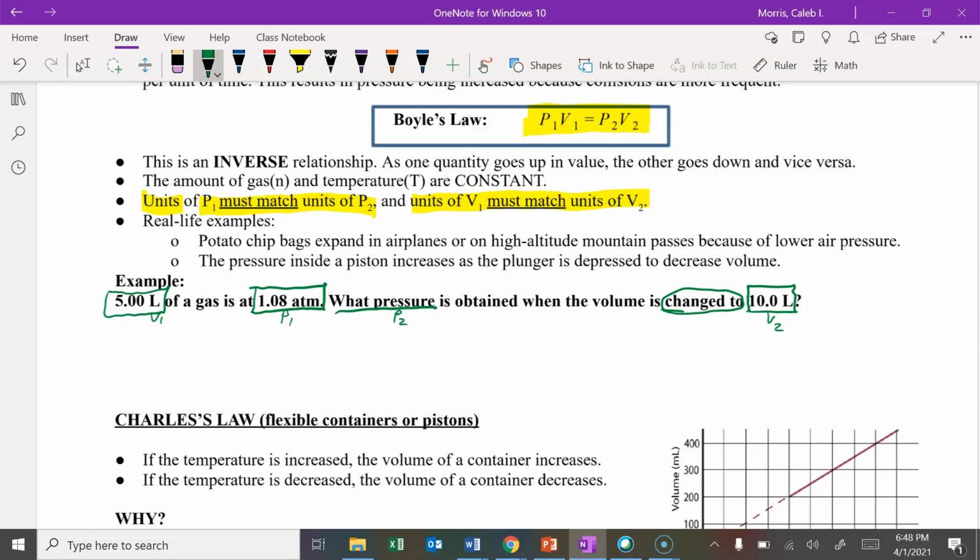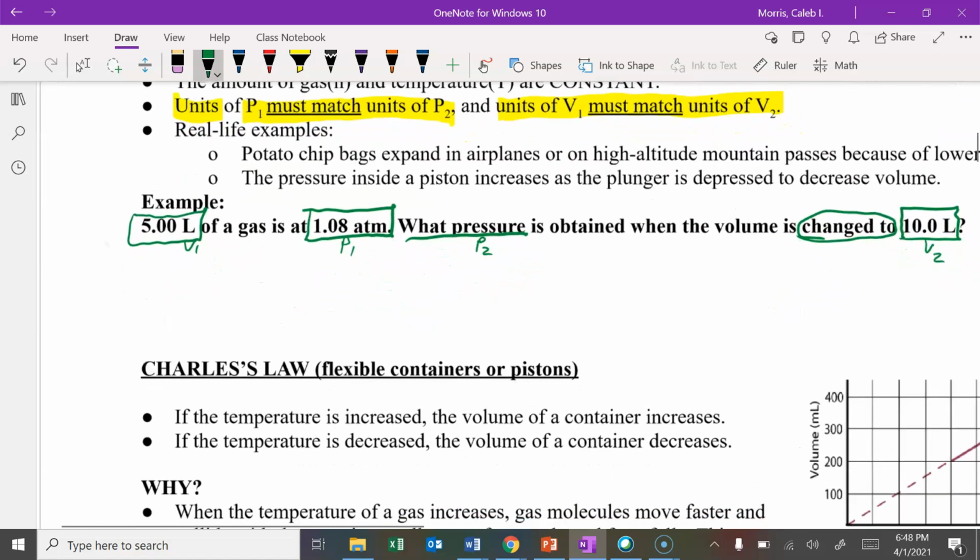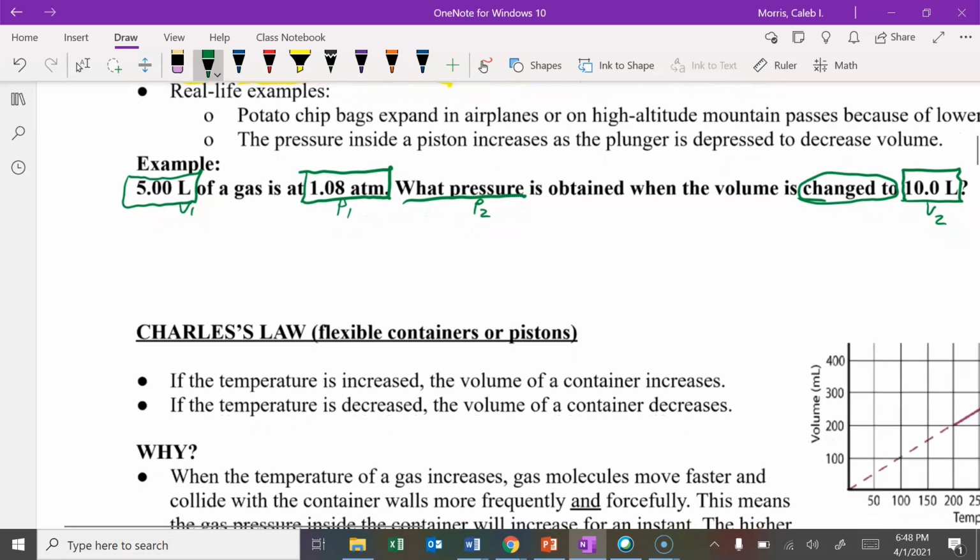Now it's a good habit to label these out on the side, and this is going to help you get ready for physics as well. So we're going to go ahead and spend a little time doing that. So I have V1, P1, V2, P2, and we want to label each of them and check our units to make sure that they are appropriate.